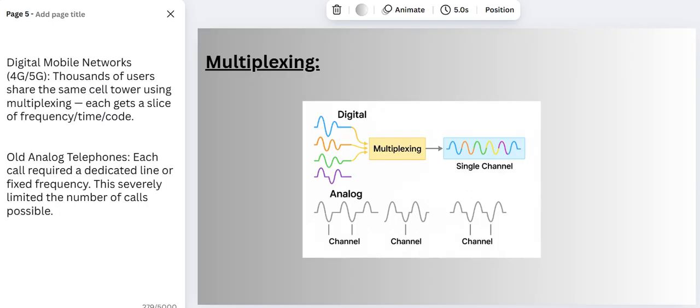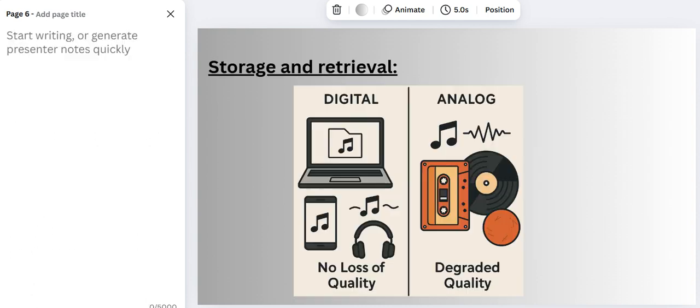For example, in digital mobile networks like 4G or 5G, thousands of users share the same cell tower using multiplexing. So each gets a slice of frequency, time, or code. Whereas with the old analog telephones, each call required a dedicated line or fixed frequency. This severely limited the number of calls possible.